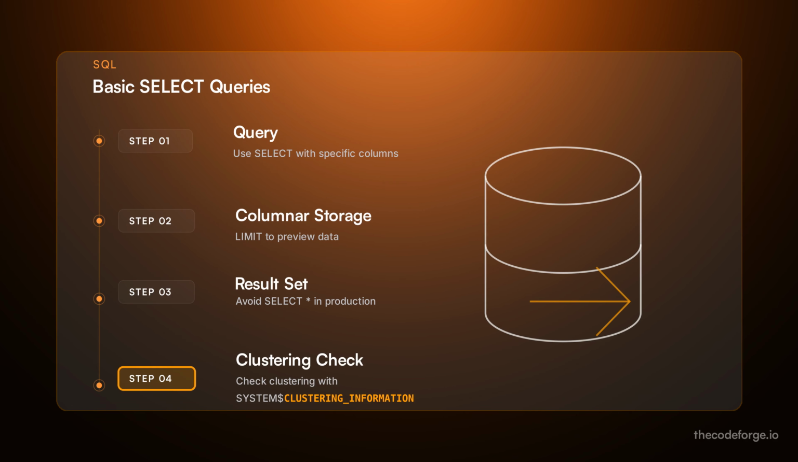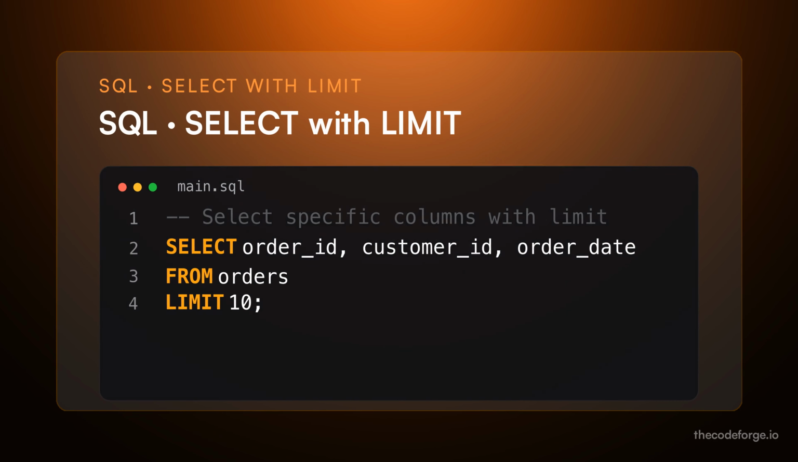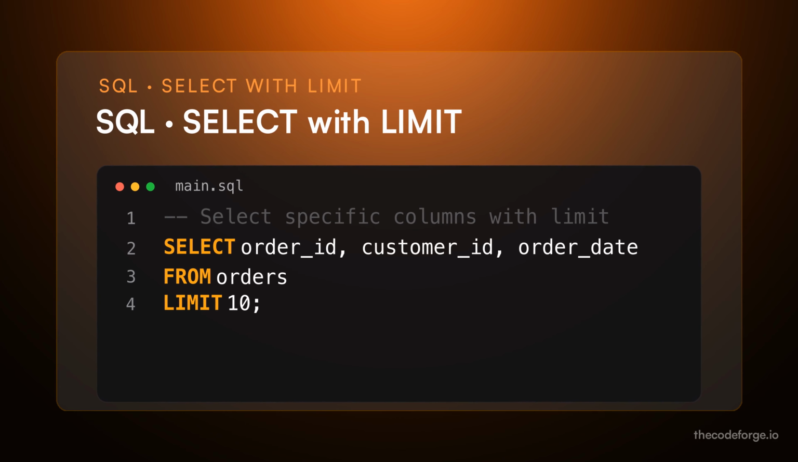Finally, step 4 is about monitoring performance. Check clustering with SYSTEM$CLUSTERING_INFORMATION. Here's a basic select query that retrieves specific columns and limits the results to 10 rows. This is a safe way to explore your data without scanning the entire table.